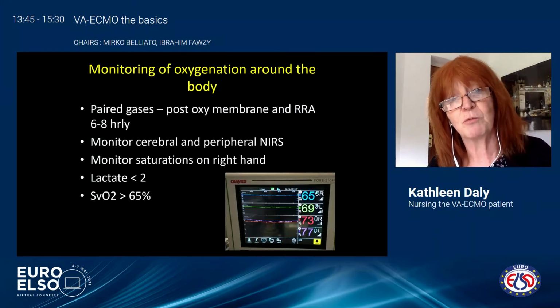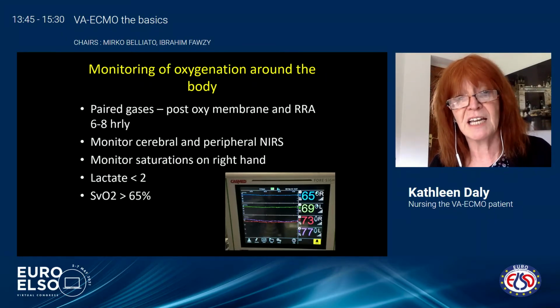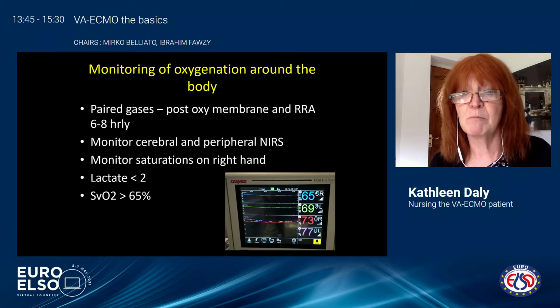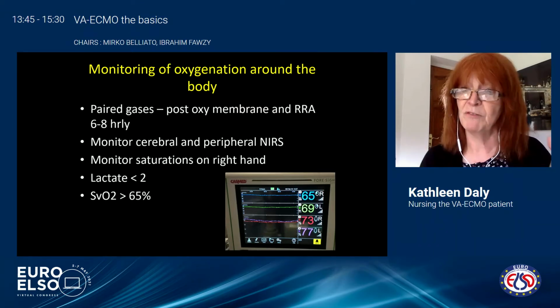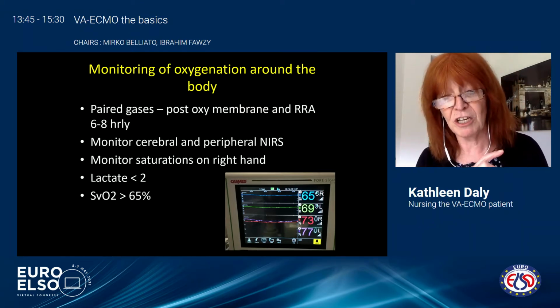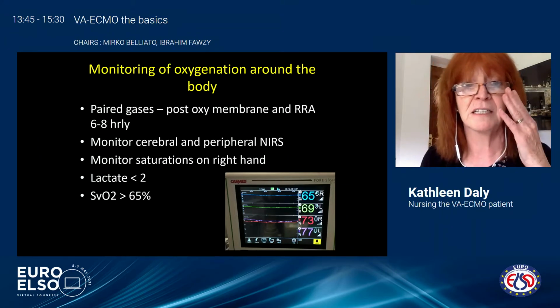So throughout our shift, we'll be monitoring oxygenation around the body. And this will entail us doing paired gases, so post-membrane gases and gases from the right radial artery, 6 to 8 hourly. And then we've got our targets so that we can titrate either the ECMO circuit or the ventilator.